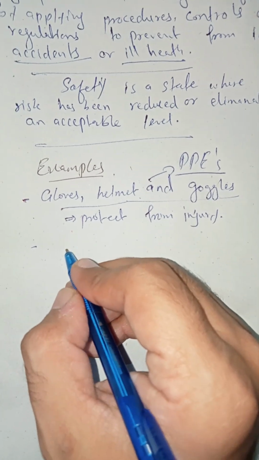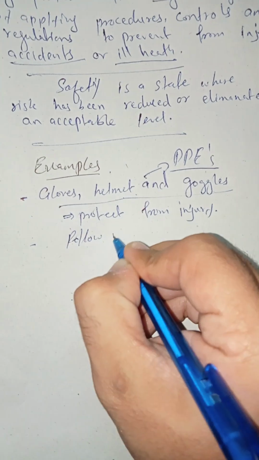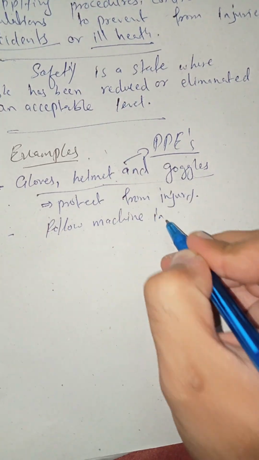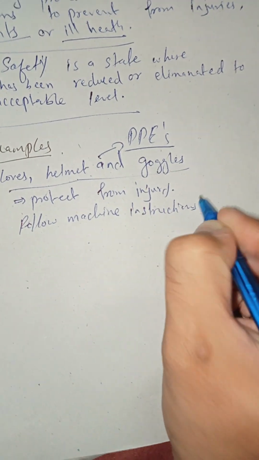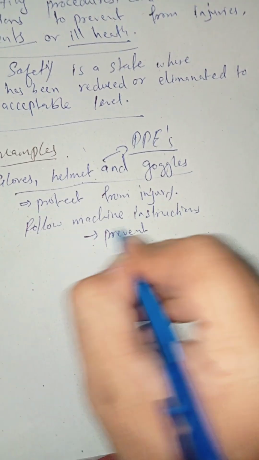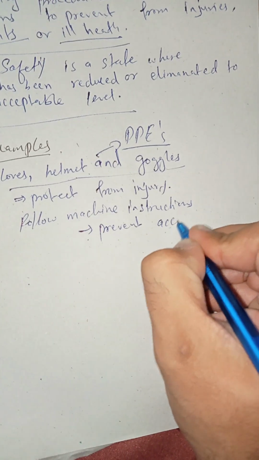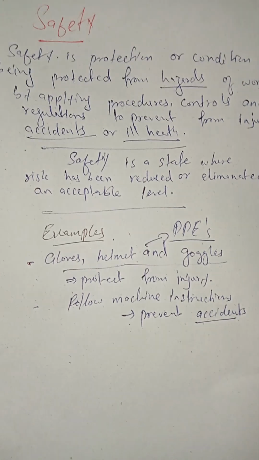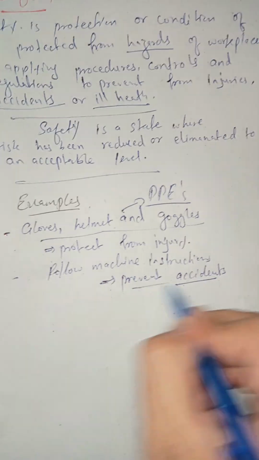Second thing, whenever we have to operate any machine, we must follow machine instructions. Why do we need to follow the machine instructions? To prevent accidents. We know that we follow the safety in our industries at workplace. The main reason is to prevent accidents.